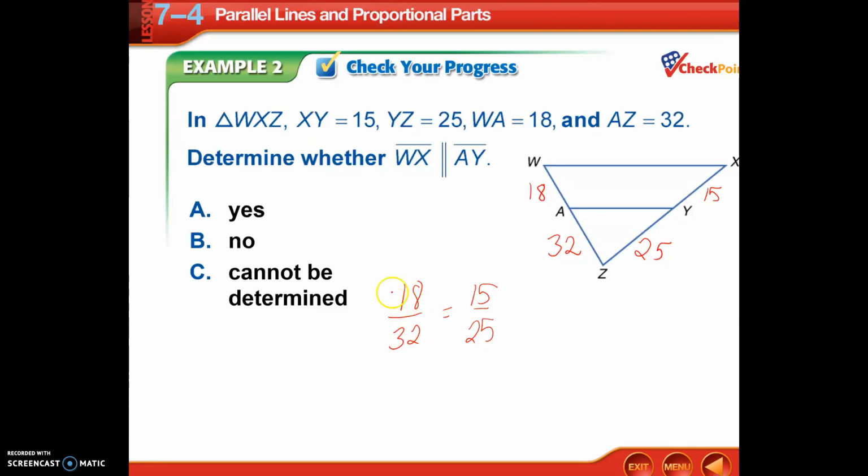So again, we could cross multiply. Let's reduce this time. Let's divide both of these by 2, so we get 9/16. Does that equal 3/5? And this would be no. So that means the lines are not parallel because the sides are not cut into proportional parts. So they're not parallel.